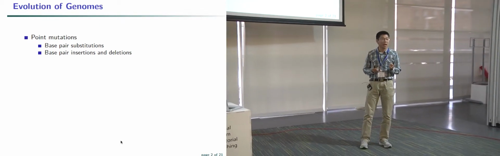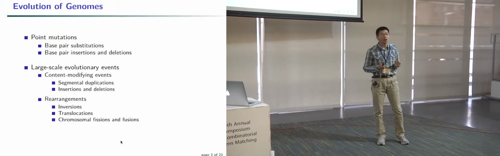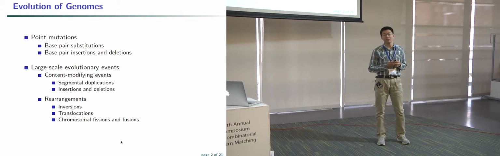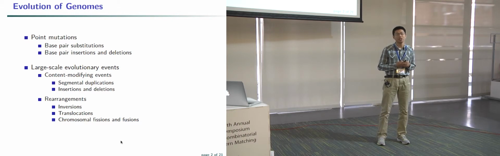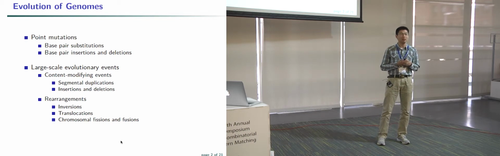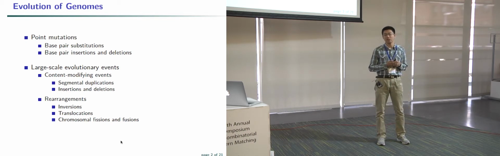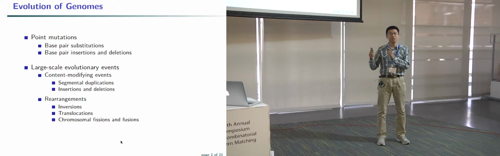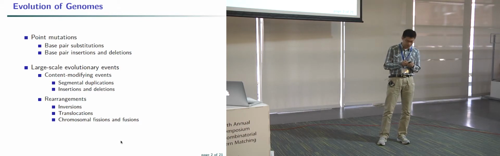In addition to that, genomes also undergo large-scale evolutionary events, which can be divided into two categories. One is called gene content modifying events, like segmental duplication or large-scale insertion or deletion. The other is called rearrangements, like inversions and translocations, which will not change the content of the genome, but may change the order, direction, or position of the genes on the chromosomes.